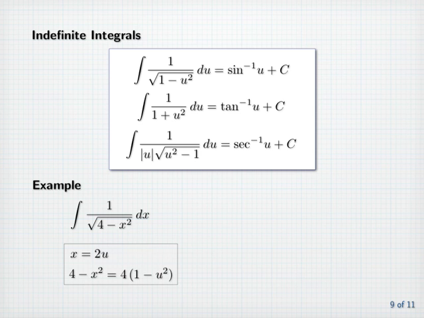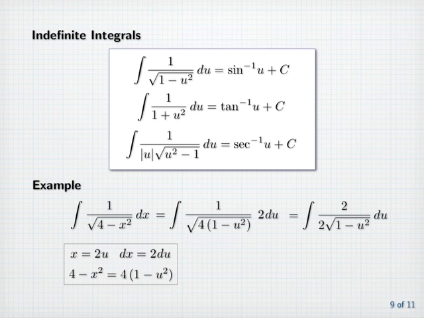Now with x equal to 2u, dx equals 2 du. So we make the substitution, and we get the integral of 1 over the square root of 4 times 1 minus u squared times 2 du. So we have a 2 in the numerator and a 2 in the denominator, which we can cancel out, leaving 1 over the square root of 1 minus u squared du. This is inverse sine of u plus c, and now we replace u with x divided by 2.